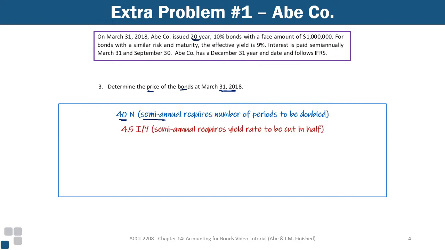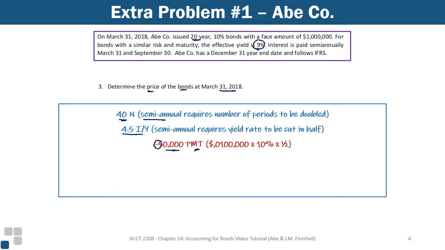Then for interest, or I/Y, you're going to put 4.5, which is half the yield rate. So this 9% needs to be cut in half. So whenever you have semi-annual payments, you double the number of periods, half the rate. If you ever saw a bond that had quarterly payments, which is possible, you would then quadruple the number of periods and then cut the rate in 4. So 40 N, 4.5 I/Y, you can enter 50,000 PMT.